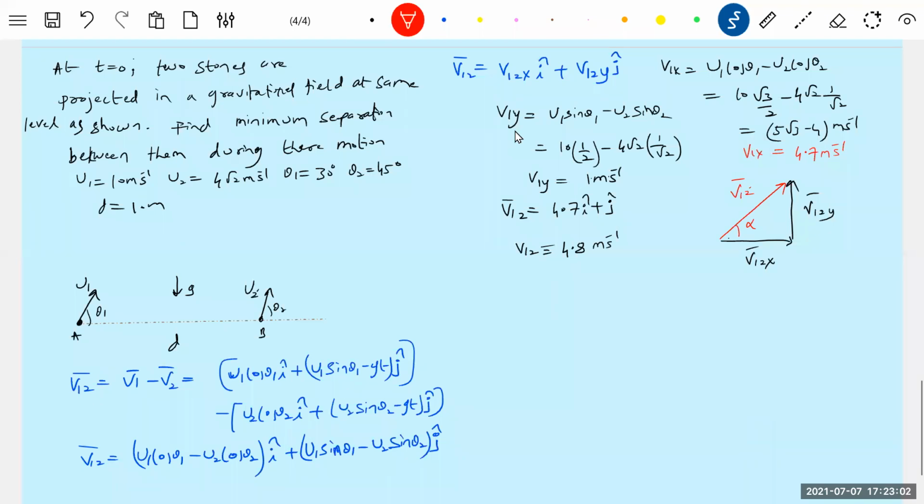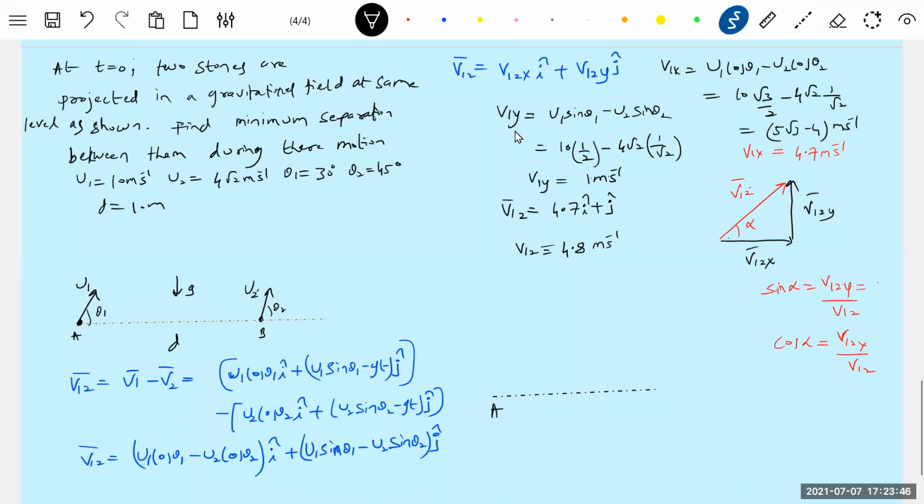Now we'll define sine alpha. The moment a velocity vector triangle comes, what do we do? We write sine alpha equals V12y by V12, which is 1 by 4.7. Anyway, I'll come later. Cos alpha is. But what was our question? That minimum separation, no? What we do is we'll make stone 1 move with a velocity V12. Then how will stone 2 appear? It will appear to be at rest. I think we'll get back to our discussion.